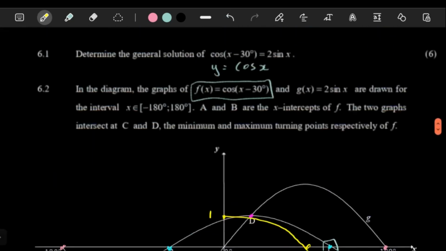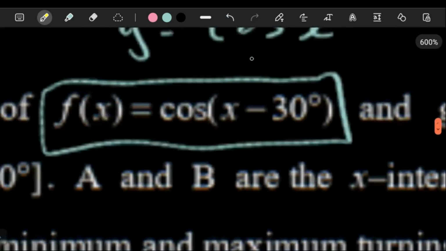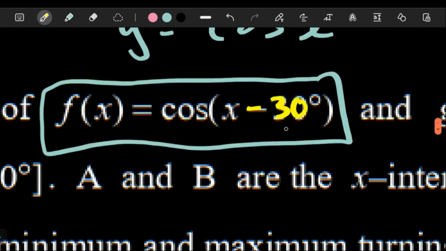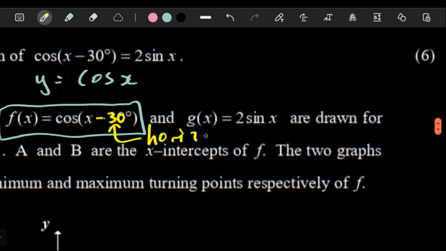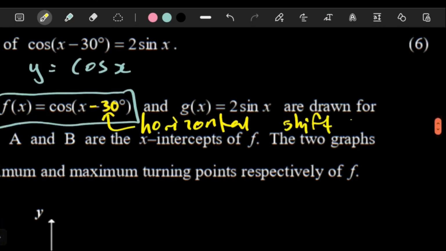But this is telling me that the graph was moved 30 degrees to the right. It's a horizontal shift, 30 units right.